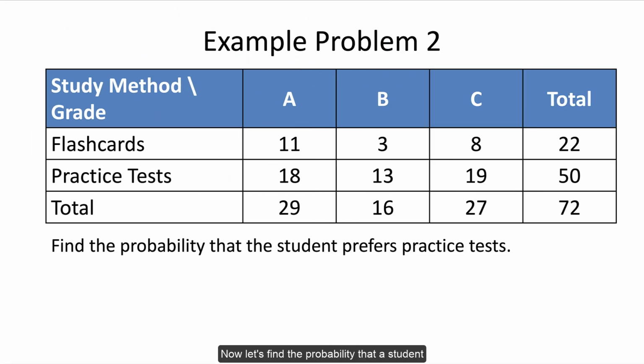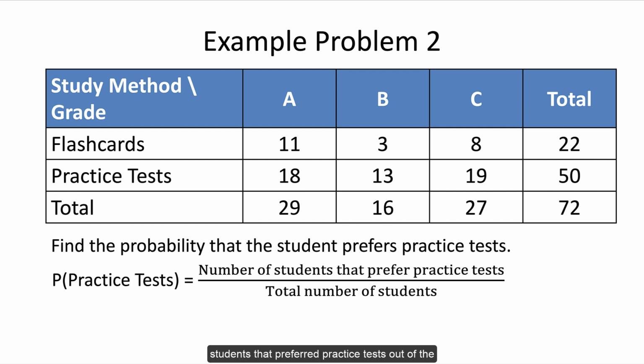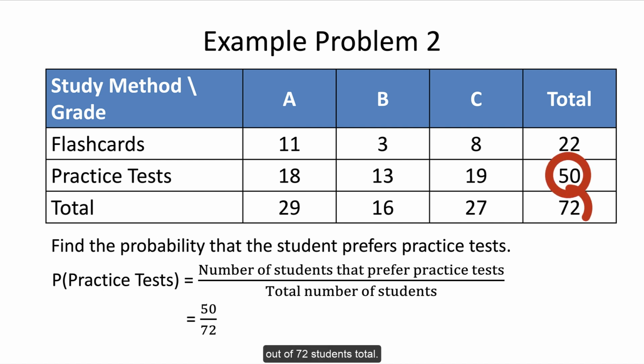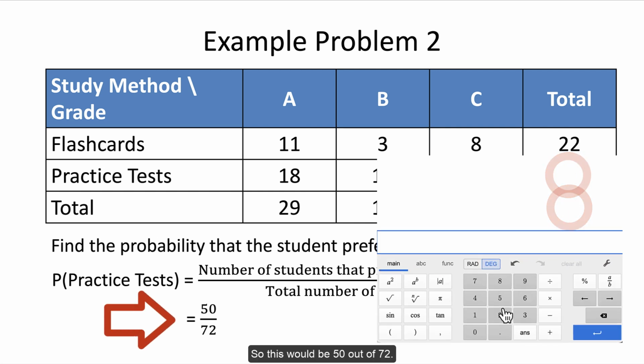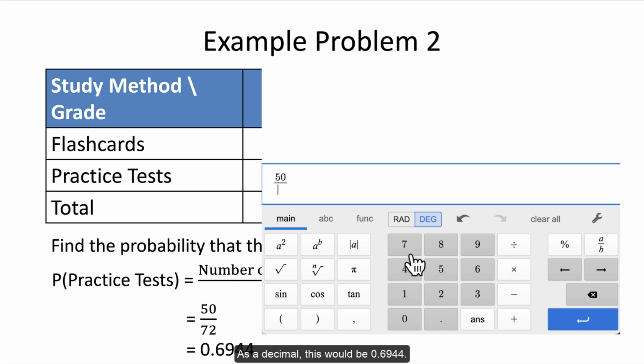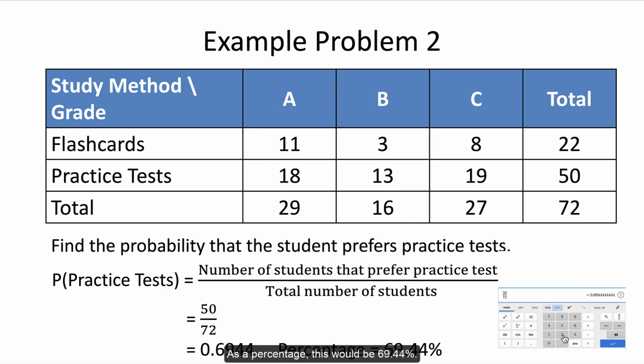Now let's find the probability that a student prefers practice tests. So we're looking for the total number of students that preferred practice tests out of the total number of students. In this case, 50 students preferred practice tests out of 72 students total. So this would be 50 out of 72. As a decimal, this would be 0.6944. As a percentage, this would be 69.44%.